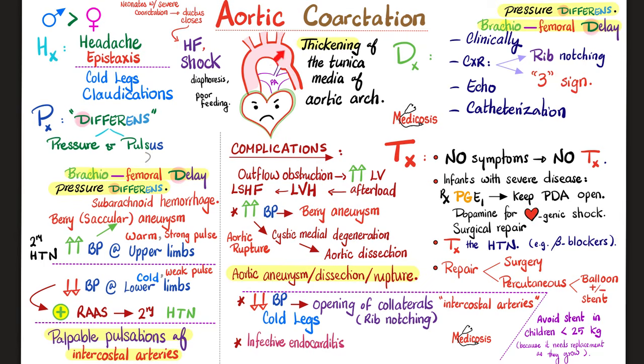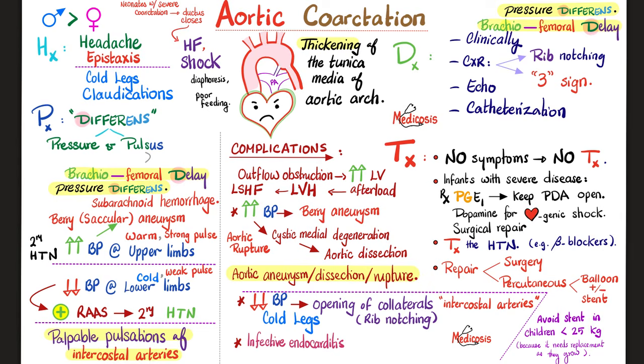Anytime there are problems close to the heart, just like this, which overwhelm the left ventricle, can lead to what? Stagnation of blood and infective endocarditis. Anytime you have stagnation, you're calling for bacteria. How can we diagnose aortic coarctation? Listen to the patient's history, physical exam, look at the three things: pressure difference, brachio-femoral delay, and palpable pulsations of the intercostal arteries.